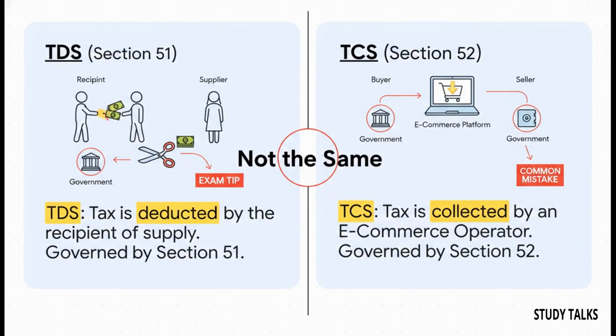Now, a super important point here. Do not, I repeat, do not confuse TDS with its close cousin, TCS. They are not the same thing. TDS, our topic today, is Section 51. It's deducted by the recipient. TCS is Section 52. It's collected by e-commerce operators, like Amazon or Flipkart, for their sellers. Totally different sections, totally different mechanisms.